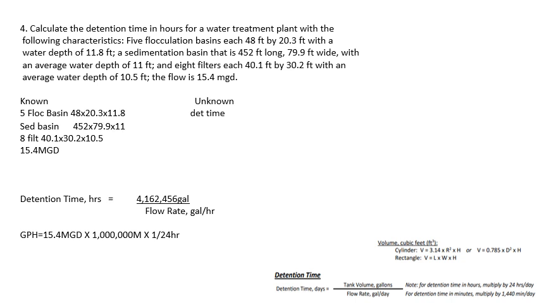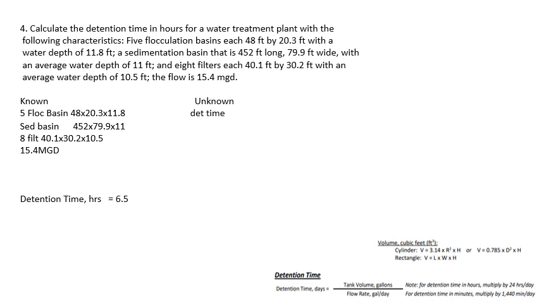Again, we're looking for the flow rate in gallons per hour for detention time. So convert 15.4 million gallons a day times a million divided by 24 hours in a day to get a flow rate of 641,667 gallons an hour.